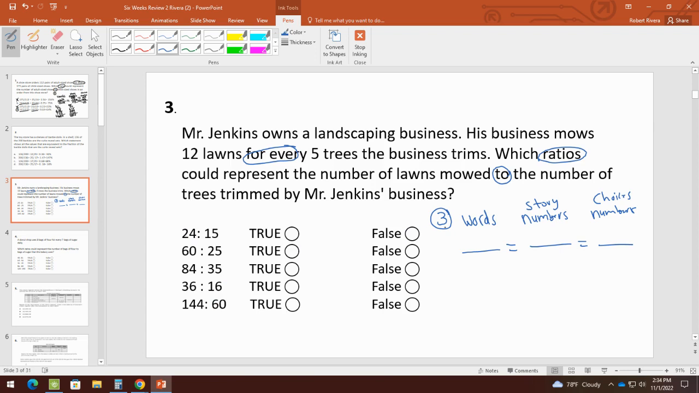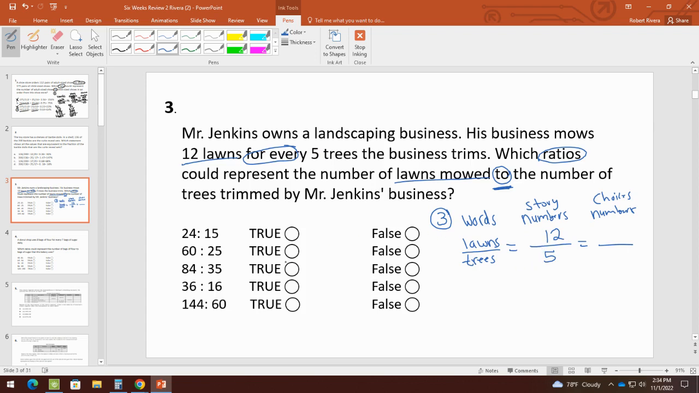Okay, so let's start with the words. There's your word "to." Before that we have the nouns that were what? Lawns mowed. So I'm going to put lawns here, and then the number of trees. So we're going to put trees here. Now we're going to match the numbers. It says here 12 lawns, so 12 goes on top. It says here 5 trees, so 5 goes on the bottom.